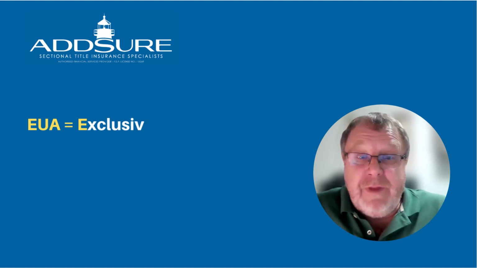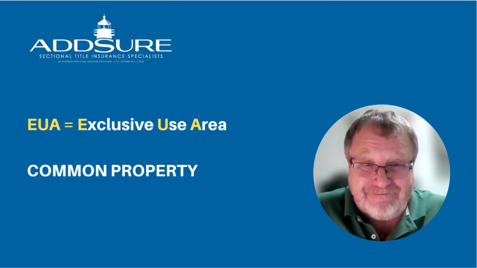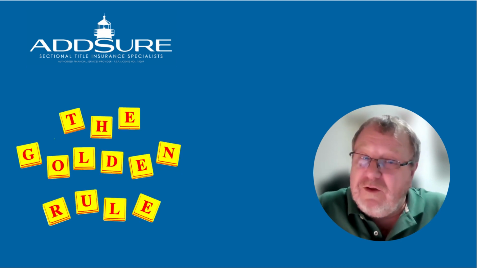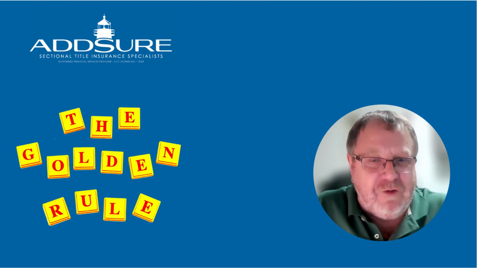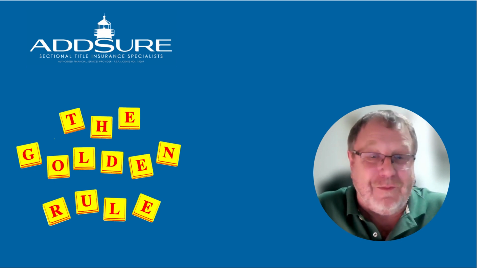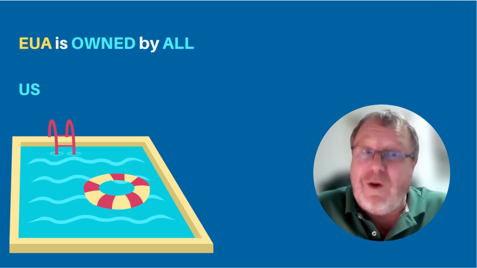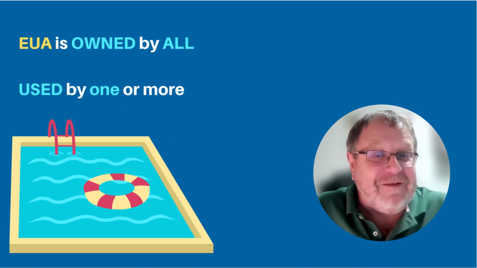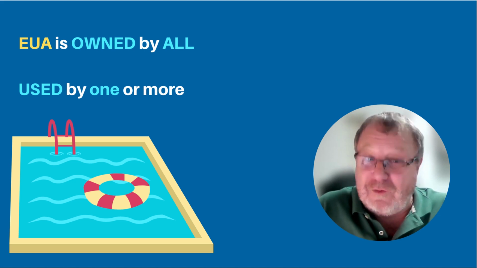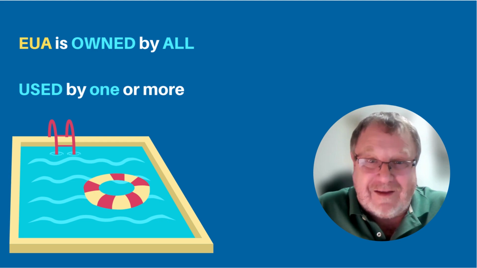Okay, remember, an exclusive use area is common property. That's point one. Always remember, golden rule, an exclusive use area, although somebody has exclusive use, is still common property. That means that that item is owned by all of the owners. It's just that one particular owner or so have exclusive use of that asset.